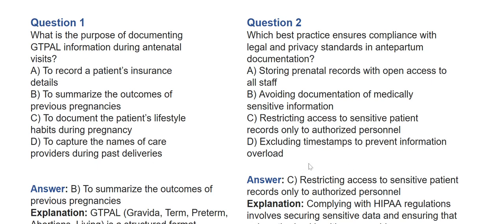Answer C, restricting access to sensitive patient records only to authorized personnel, as complying with HIPAA regulations involves securing sensitive data and ensuring that only authorized healthcare providers can access confidential prenatal records.